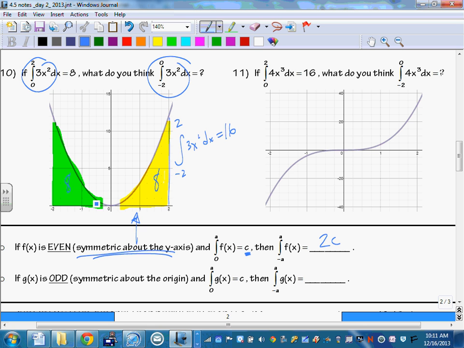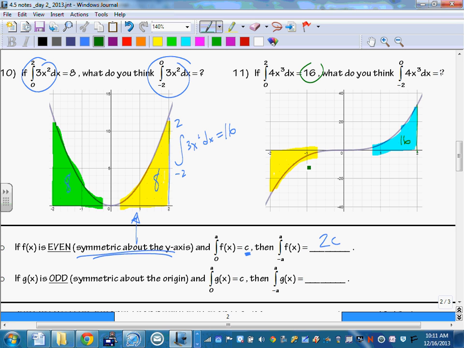But now let's look at number 11. This one tells us the definite integral from 0 to 2 is 16. So the area under here is 16. I ask you, what do you think the area is going to be from negative 2 to 1? I'm sorry, negative 2 to 0.